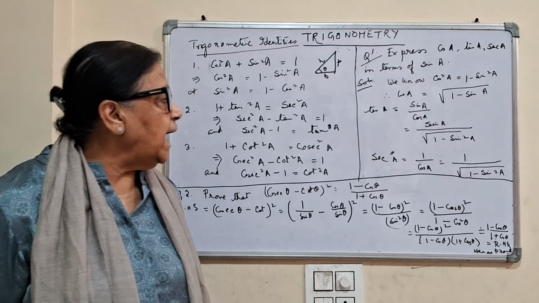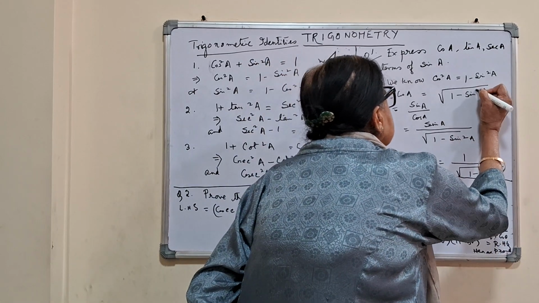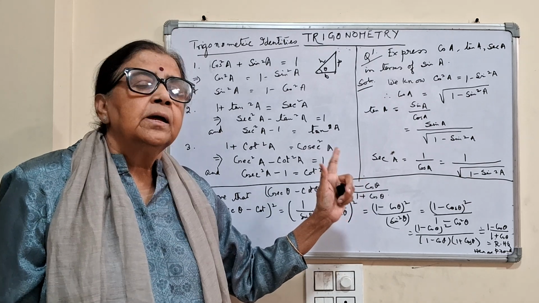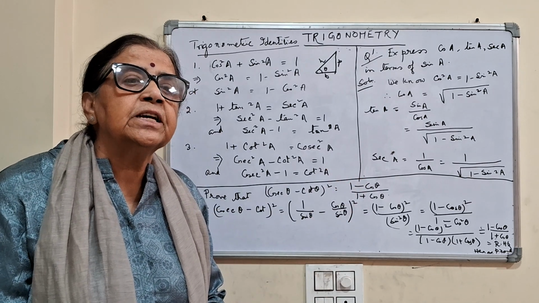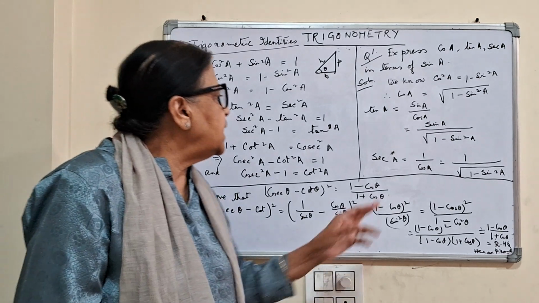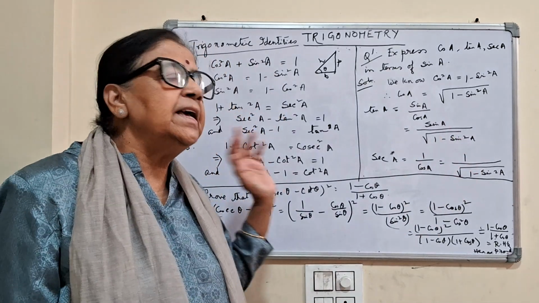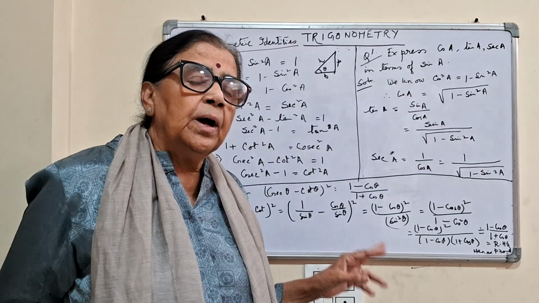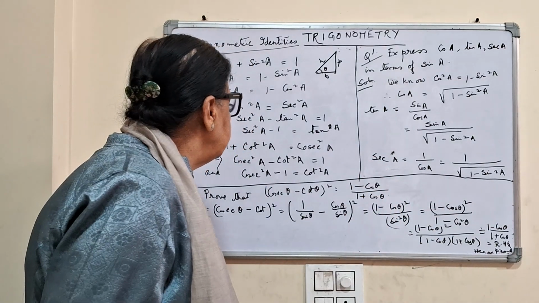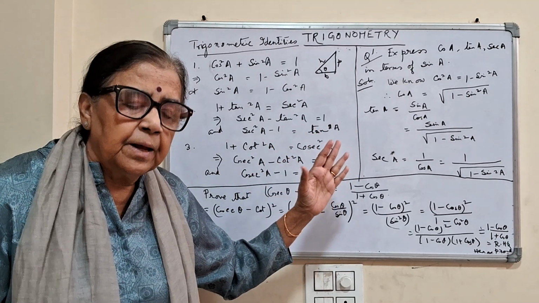Okay. Then tan A is equal to sin A by cos A. Sin A divided by cos A is what? Sin A over root over 1 minus sine square A. Okay. Then sec A is 1 upon cos A. That is 1 upon root over 1 minus sine square A. Okay. Then these are the sums we can easily derive.